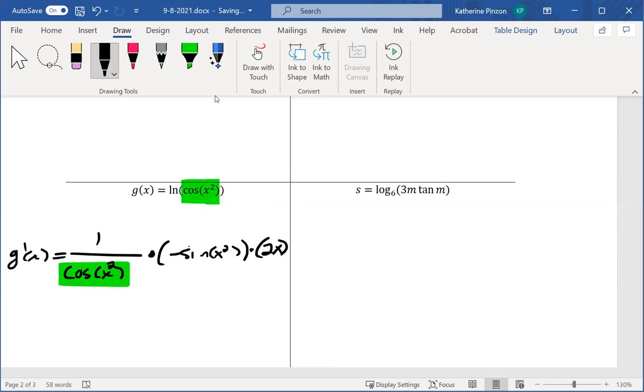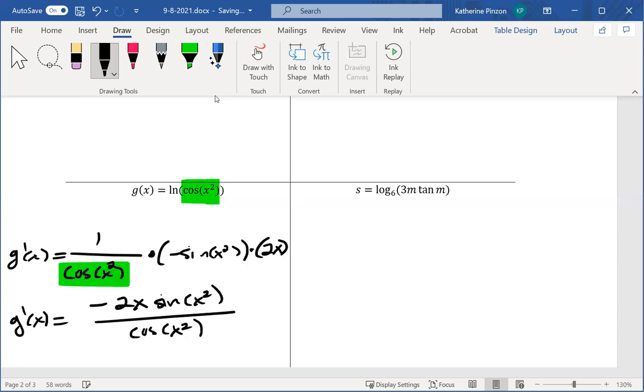We could simplify if we want to, right? Like we could say g prime of x is negative 2x sine of x squared over cosine x squared. We don't have to though, but we could. Totally fine. Just make sure you have parentheses in the right spot. No, you don't have to simplify it. This is just if you want to. But we can even make this like tangent of x squared, right? Negative 2x tangent of x squared. But we don't have to. This answer is perfectly acceptable.